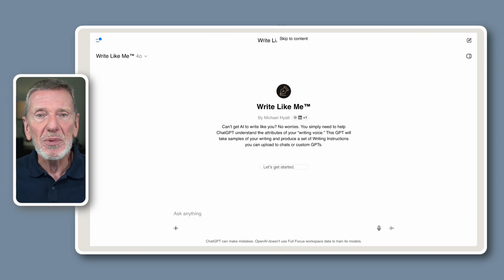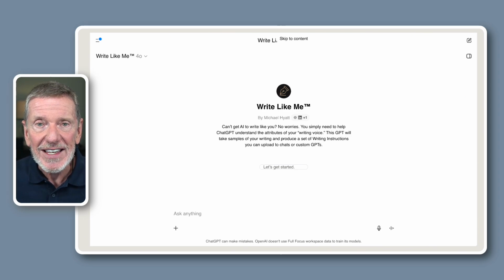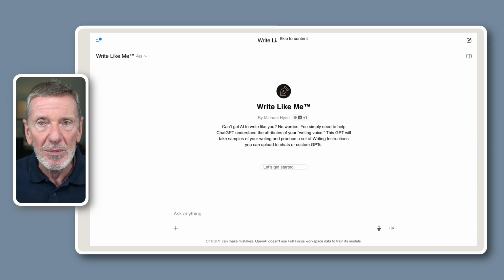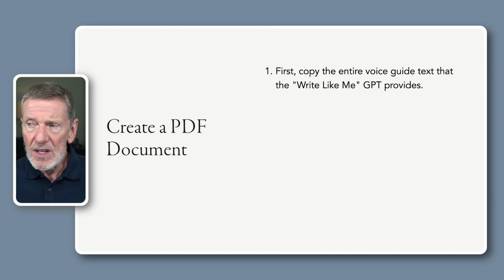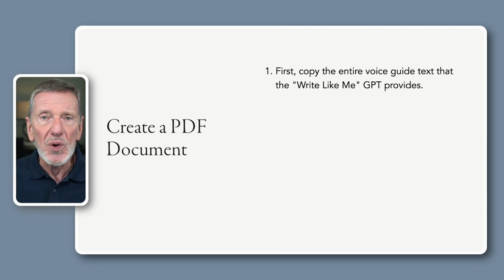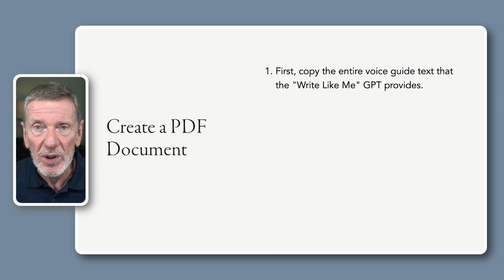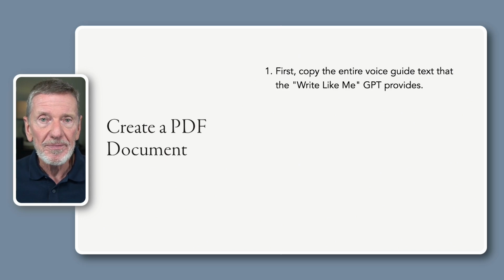Once the GPT has produced your final voice guide, you need to save it. And the best way to do this is to create a PDF document that you can easily upload in the future. So here's how you're going to do that. First, copy the entire voice guide text that the Write Like Me GPT provides. You'll see in ChatGPT that there's a little icon of 2 pieces of paper overlapping each other. And if you click on that at the end of the output, it will copy it to your clipboard.